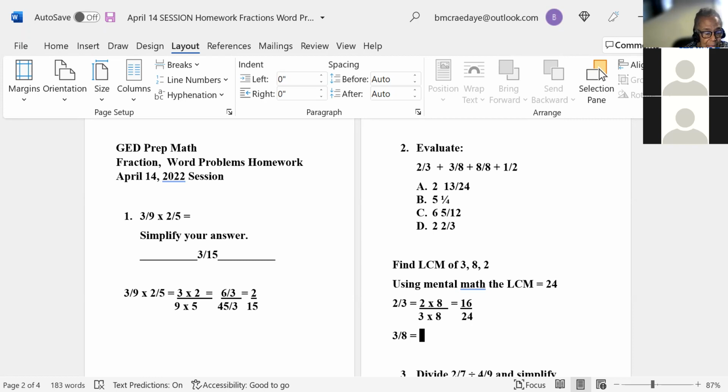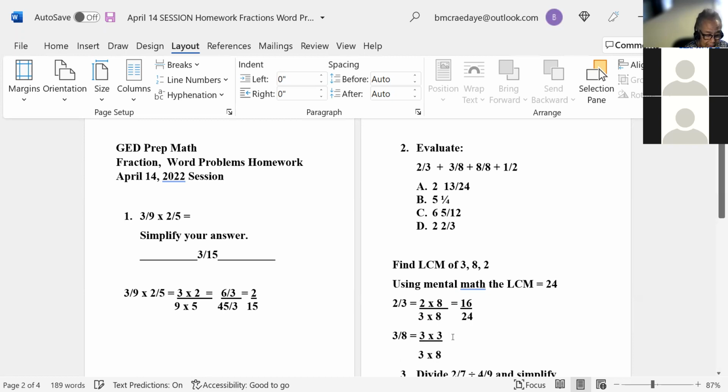Now, Vanessa, what would this be in 24s? 3. Let's see, 3 times what? 3 times 3 for the numerator. And what? 3 times 8 for the denominator. Okay, and this will be 3 times 8, because we're trying to get these all over the same denominator. Then we can just add the numerators.